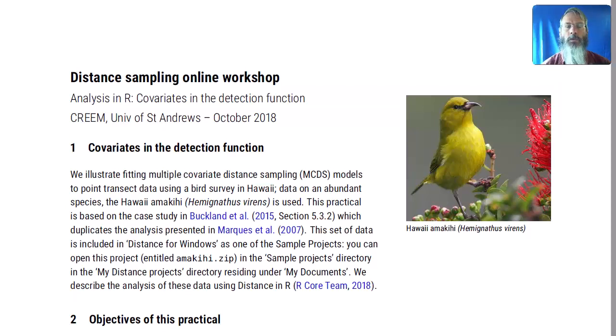Eric Rexstad, University of St Andrews, with the introduction to the second exercise in the unit on distance sampling analysis using R.